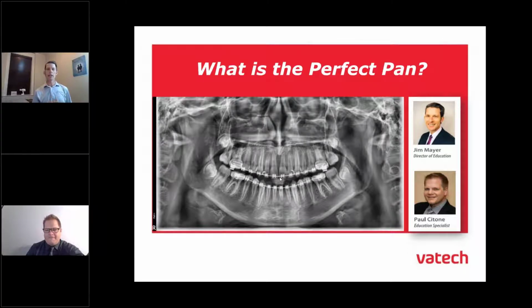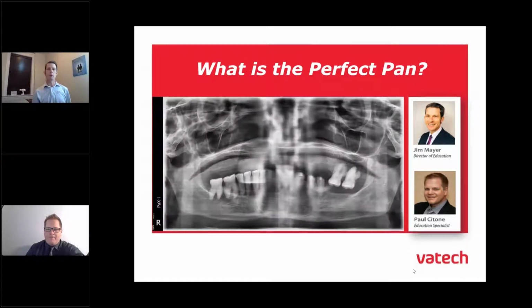Everybody had submitted some questions, and let's look at the flip side of this, of what is not the perfect pan. What common things do we come across? And Paul, I'll let you kind of take it from here. Common things we're talking about here, blurry anterior. So why are we getting those blurry anteriors? There could be a couple different reasons for that. We'll kind of go through that.